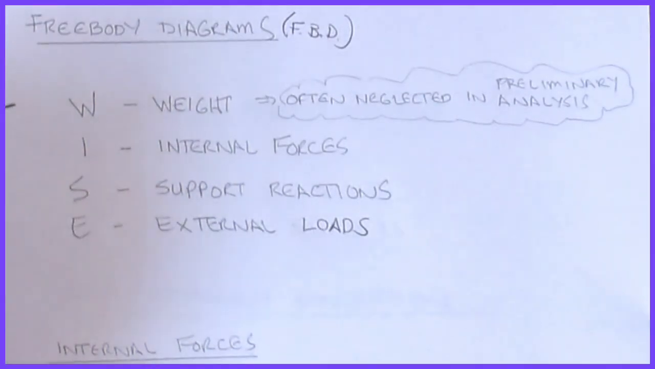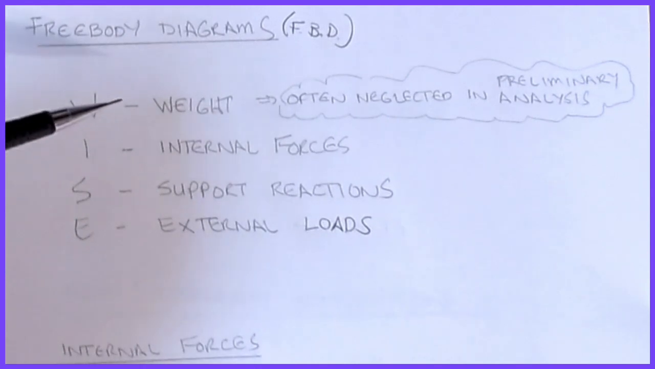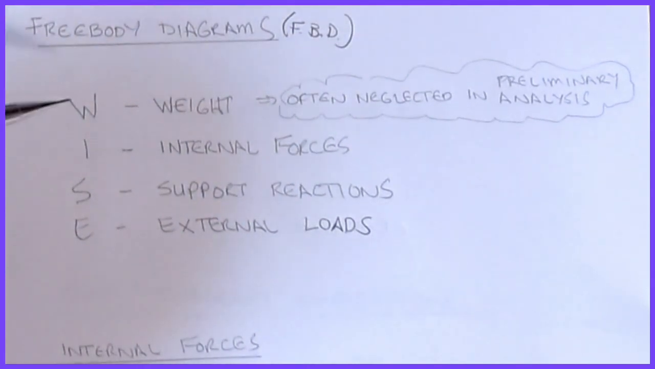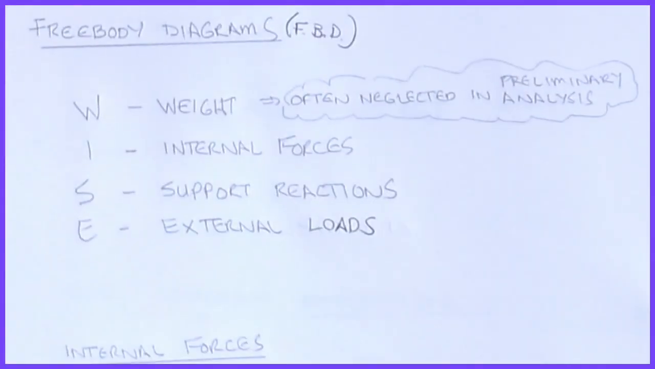All right, and so what we came up with was that W should stand for the weight, which is the self-weight of the member. Different than a dead load, but the self-weight of the member. This is often neglected in most statics problems because often you don't have the sizes, or it's just not done in a preliminary analysis. In a final analysis, you have to include everything, so make sure we include it.